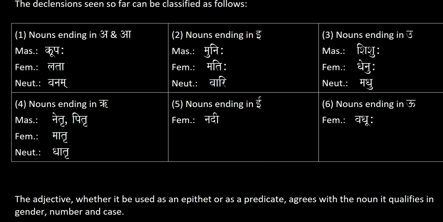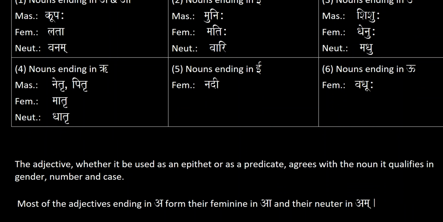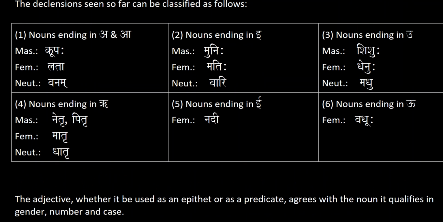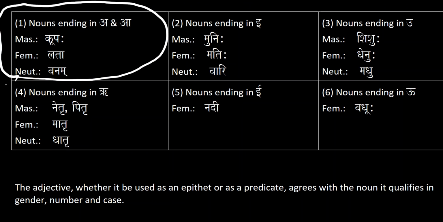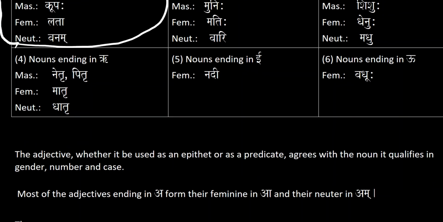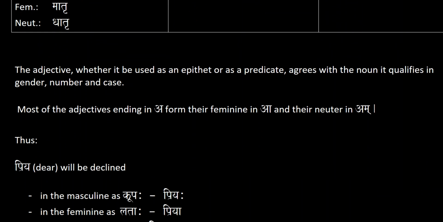So the first type of adjective that we're going to learn about are adjectives that end in a. Since that adjective ends in a, we're going to want to focus on this first box here, because we're going to want to be familiar with these types of declensions. Most of the adjectives ending in a form their feminine in long ā and their neuter in am.